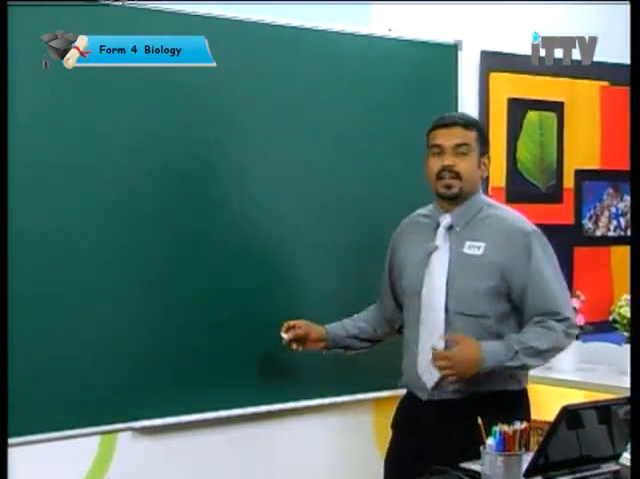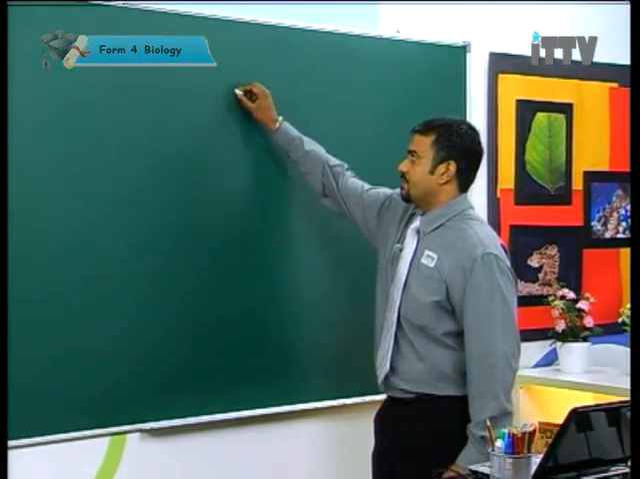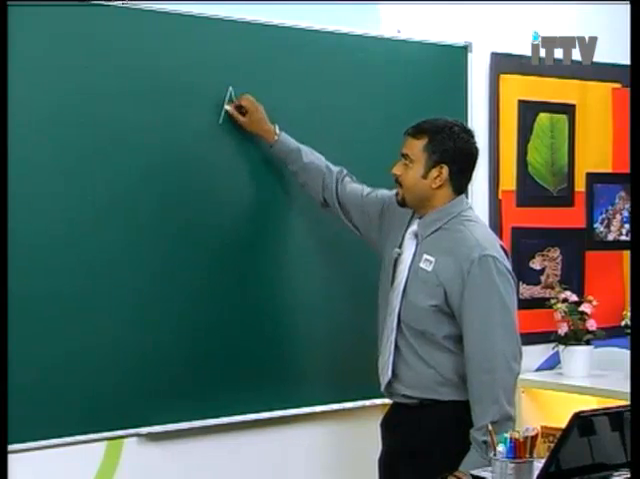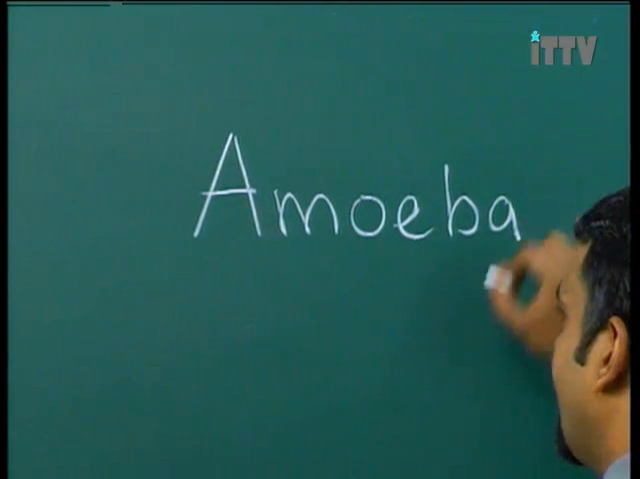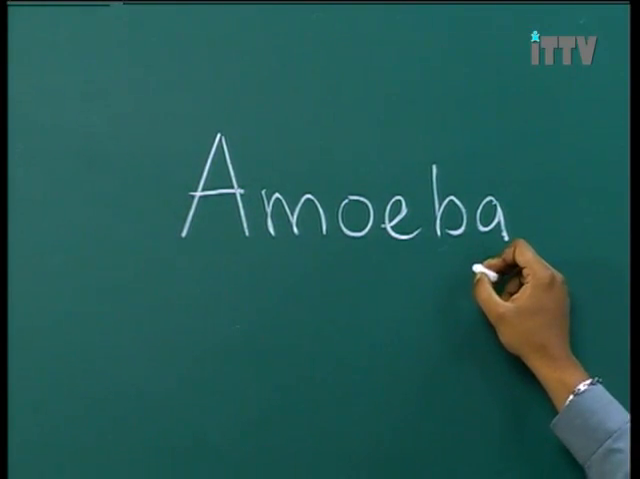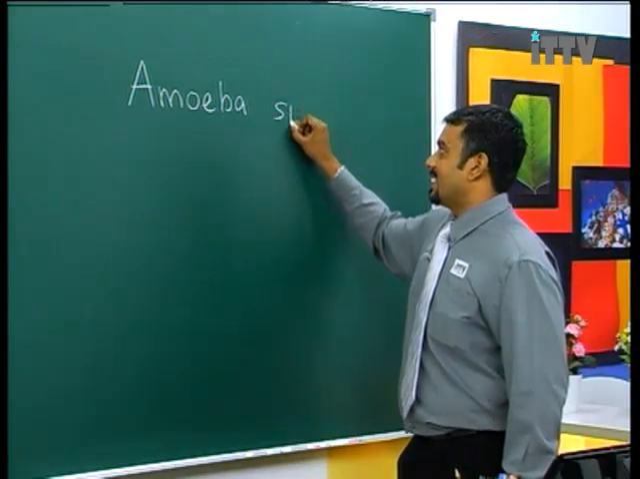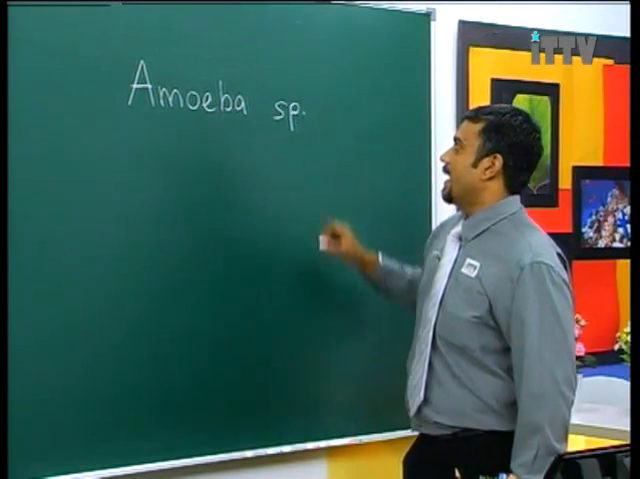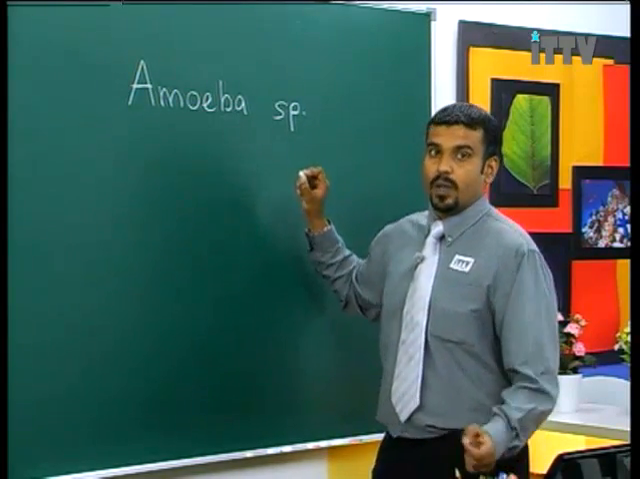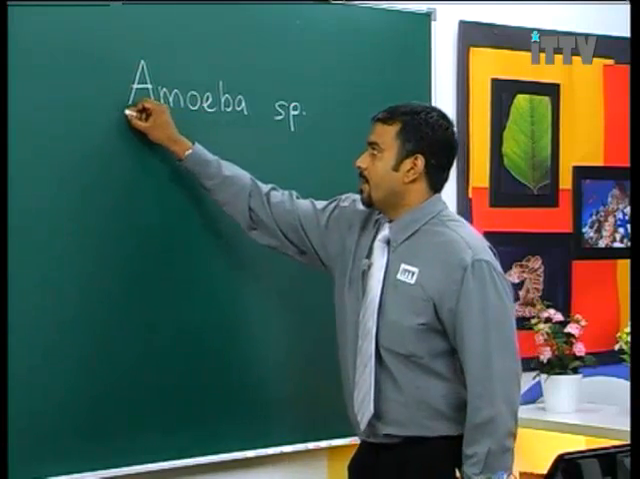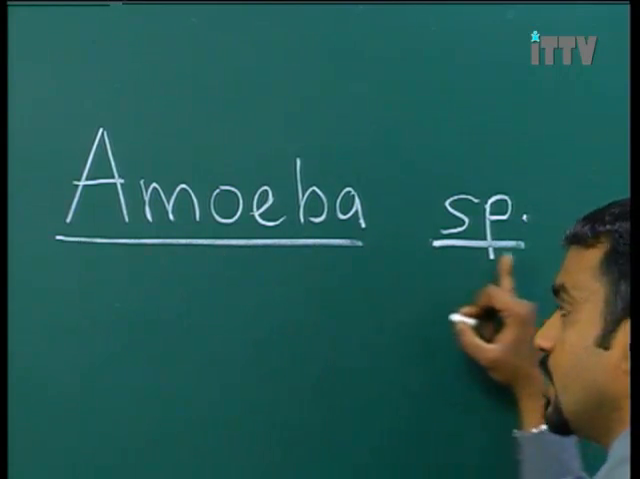Take, for example, I want to write down the name Amoeba sp. This is the way I have to write it: a capital A, M-O-E-B-A. This is the name of the genus. And because I'm unsure of the name of the species, I just write the initials sp. and have a dot. Now we can't just write them and leave them like this. We have to underline them. Remember that you have to underline them with a space in between, not a continuous line.